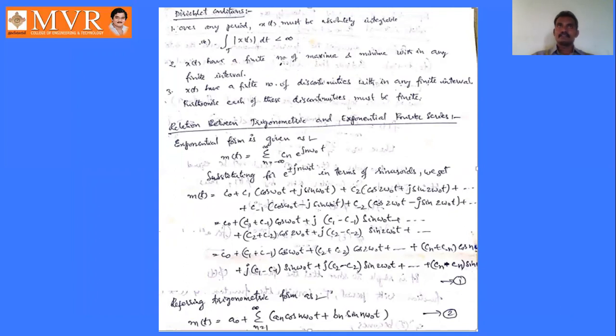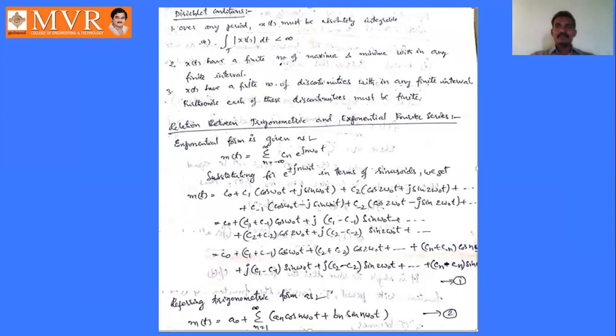Here we have a finite number of discontinuities within any finite interval. All must be finite only, not infinite. Furthermore, each of these discontinuities must be finite. So here everything will be finite and should not be infinite.